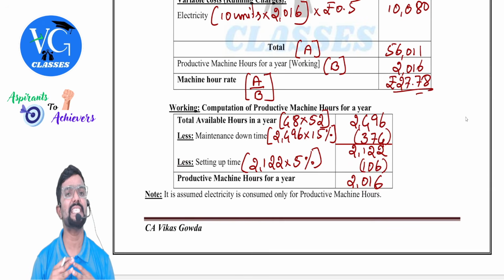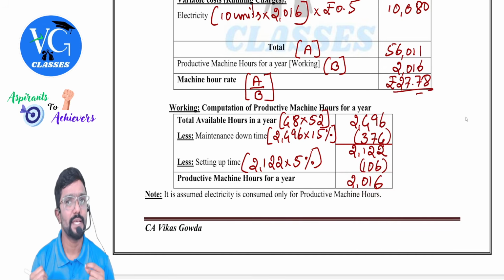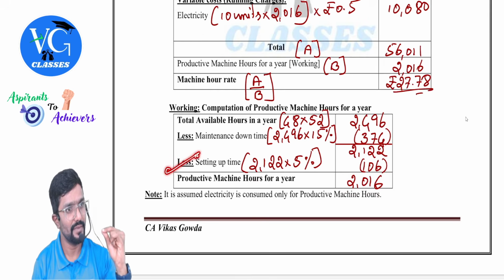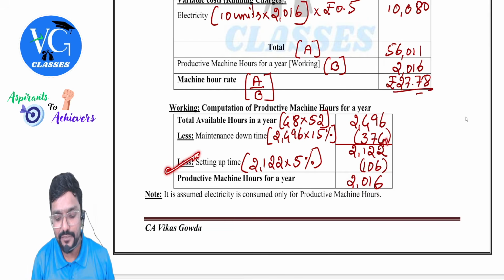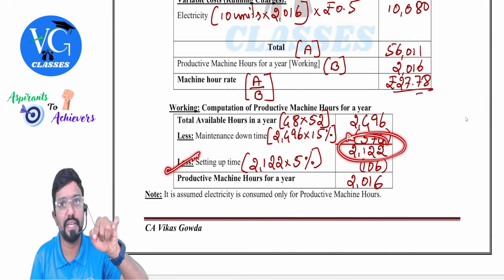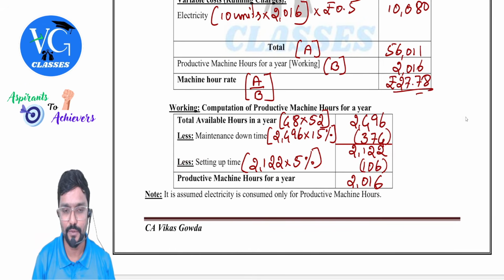And if there is any electricity or power consumption, please always take it for these hours. If by chance they have given in the question that electricity is consumed even for setup time, then you have to consider the electricity for that many hours. If nothing is given, we will consider that electricity is consumed for these hours, that is, productive machine hours.